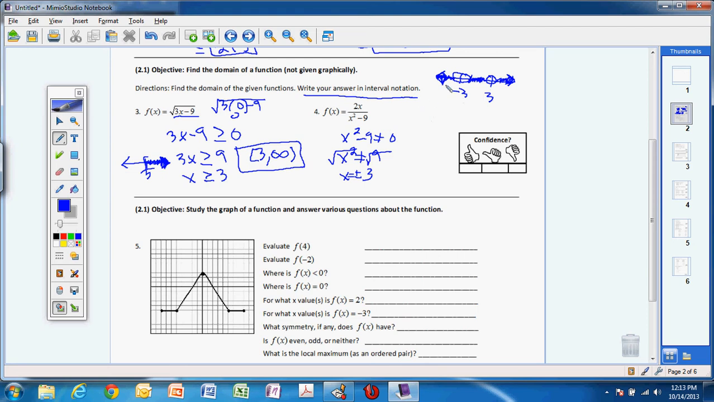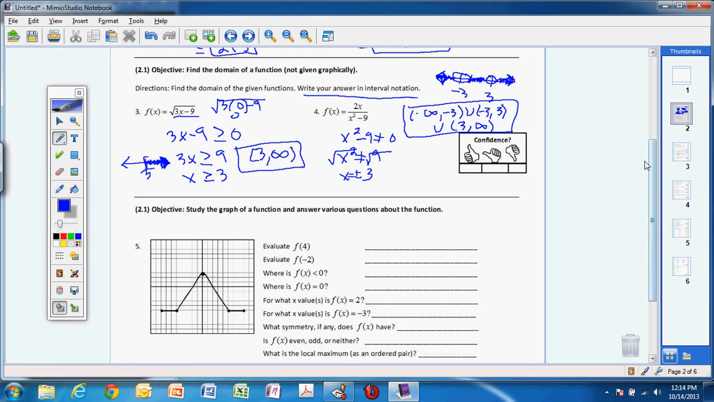So interval notation on this one, I have to go from negative infinity all the way up to negative 3. I can go in between negative 3 and 3. I can plug in numbers in that interval and it'll work. And I can plug in anything after 3. So from negative infinity to negative 3, union negative 3 to 3, union 3 to infinity. Those are all the numbers that I can plug into my function and actually get a value. So in interval notation, that's what the domain of number 4 is.